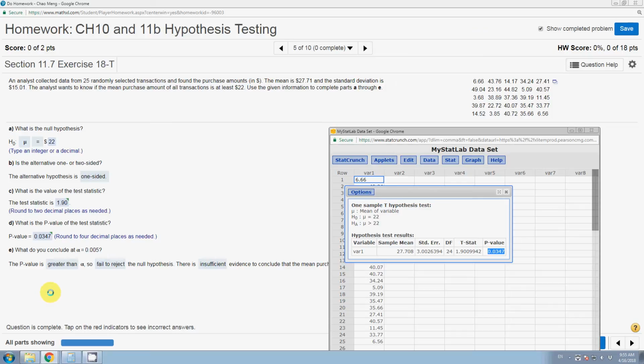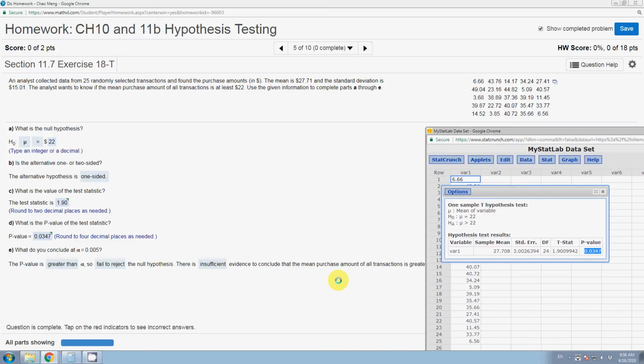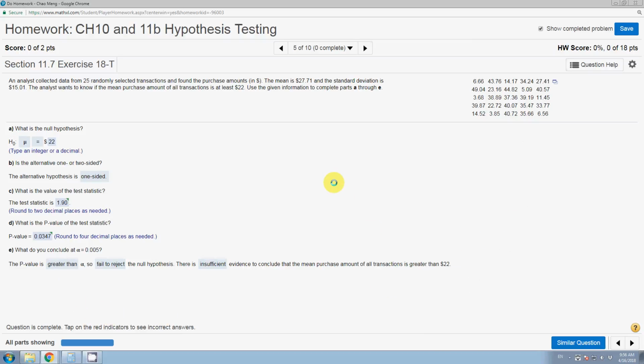And then the last one, we are going to compare our p-value with the alpha level or significance level. And apparently, our p-value is greater than alpha level. So if the p-value is greater than alpha level or significance level, we fail to reject the null hypothesis because we don't have enough evidence to reject the null hypothesis. We don't have enough evidence to say this is wrong. So that's why we fail to reject it. Okay? So that's the question number 5.